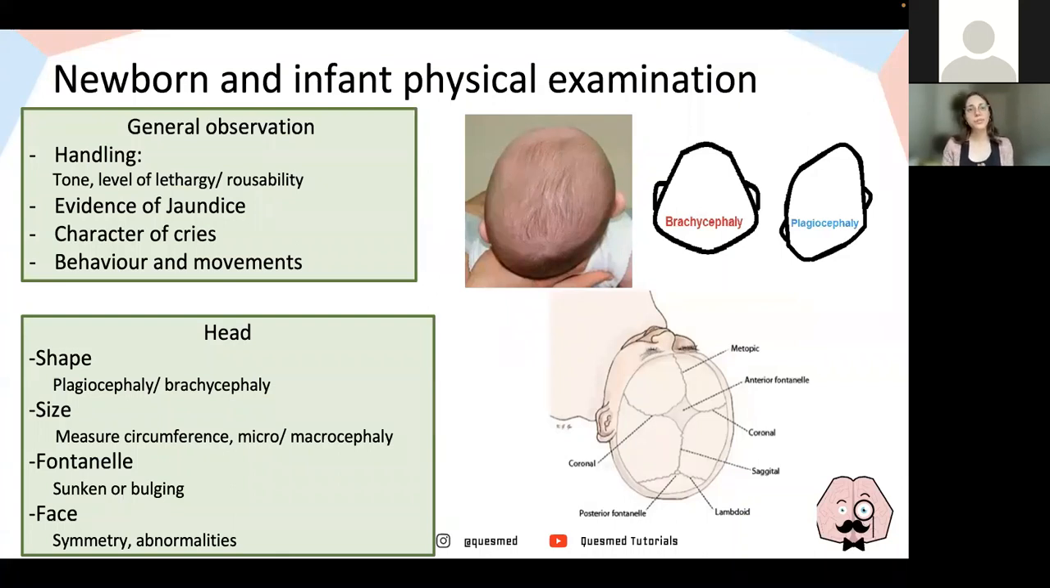This is a good stage to also look for jaundice, any odd behaviors and movements, and what the baby sounds like if they're crying. Is it a weak cry? Can you tell if there's something odd about it? Are they sounding hoarse? Anything like that.